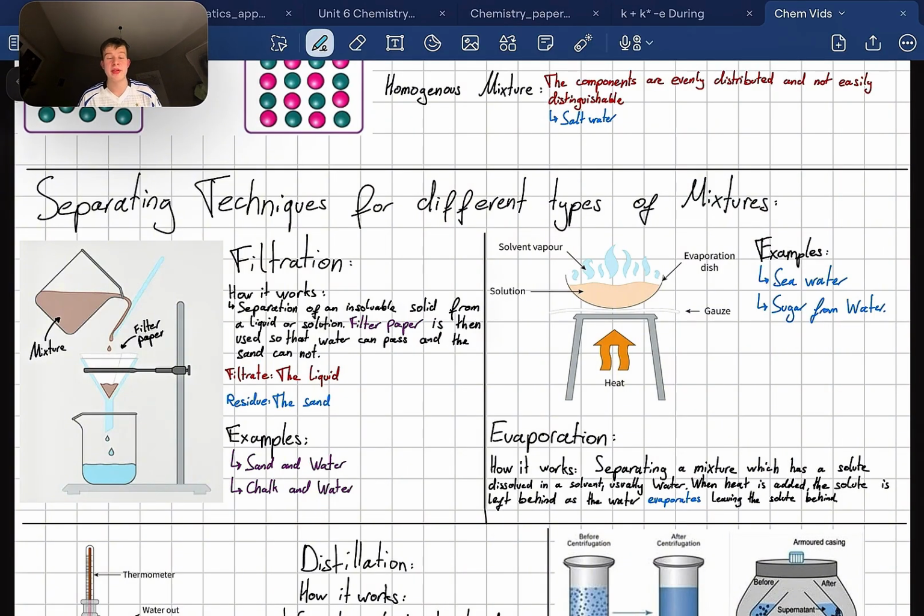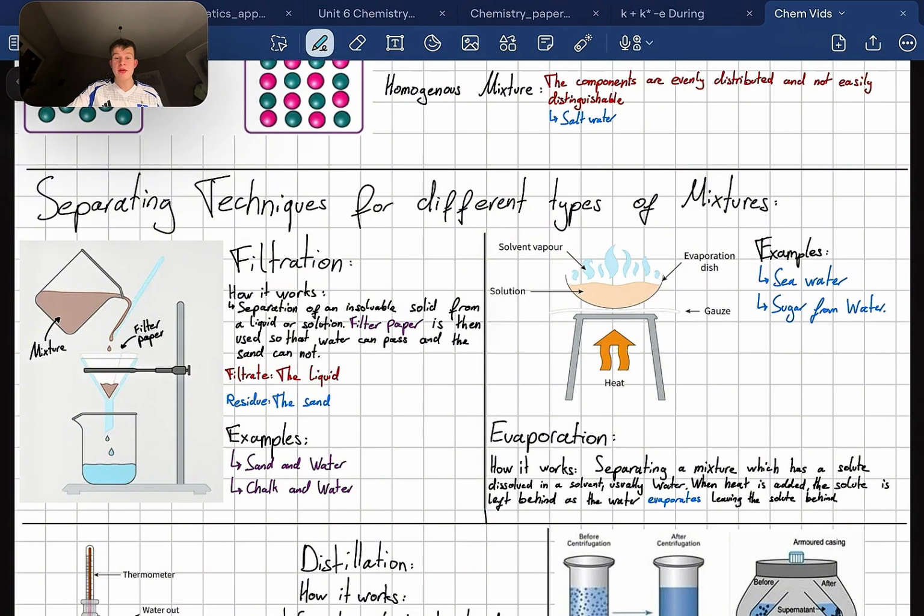Another separating technique is evaporation, used when separating a mixture which has a solid dissolved in a solvent, which is usually water. When heat is applied, the water evaporates and the solute is left behind. An example of that would be seawater. As we put seawater into the evaporating dish and heat is applied, at one point the water is going to evaporate as it hits the boiling point, and what's left behind is going to be the salt. This helps us to separate the solid, the solute, that is dissolved in the water.